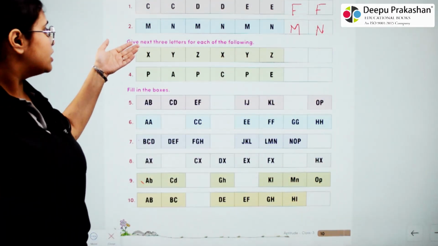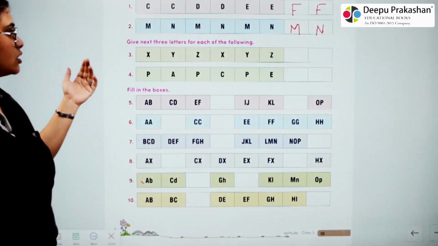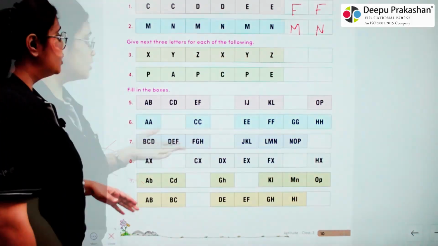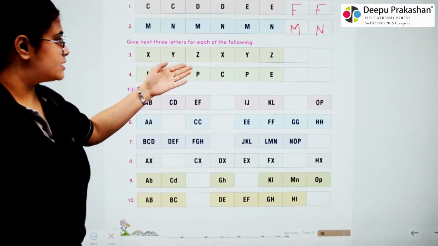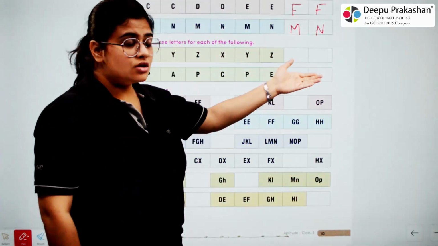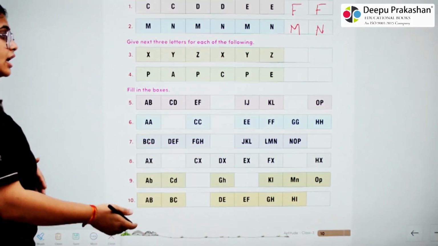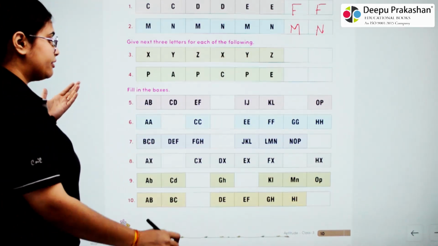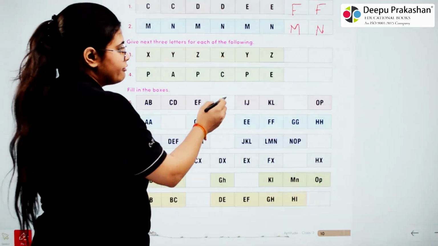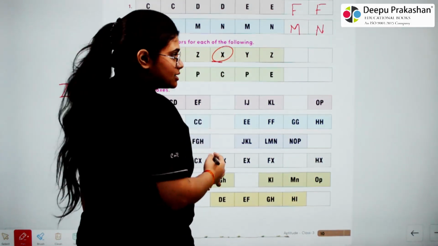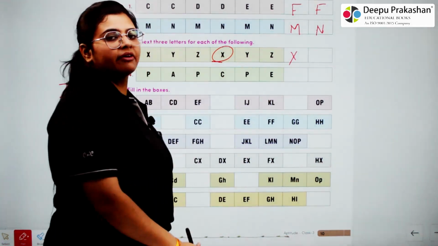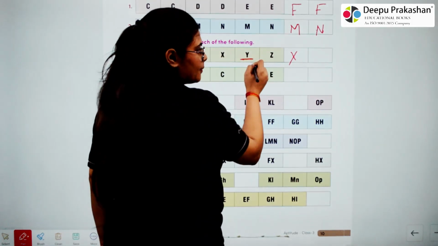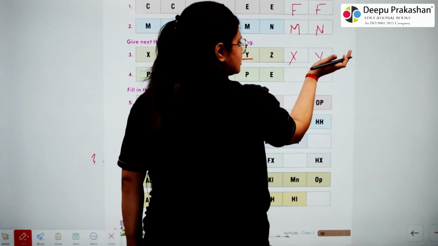Okay. Give next 3 letters for each of the following. So here also we have to write the next letters that are possible in this series. Third one, we are given X, Y, Z. So the letter that can come after Z in this series, if we look at this pattern, is X after Z. So X will come after Z, and the letter after Z is Y. So the next letter is Y.